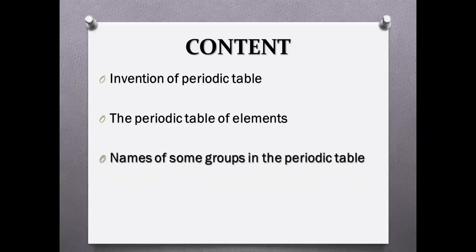Next, names of some groups in the periodic table. As you know, you might have studied it in your O levels. The first and second groups you can categorize as the alkali metals and alkaline earth metals. So we will study like that. You have several groups of elements and they have several names. So we will go through that one by one.